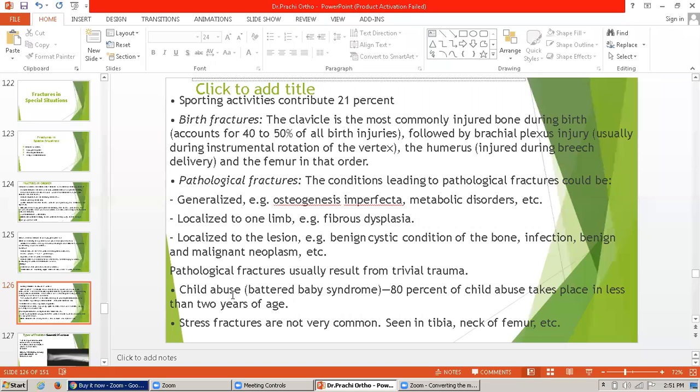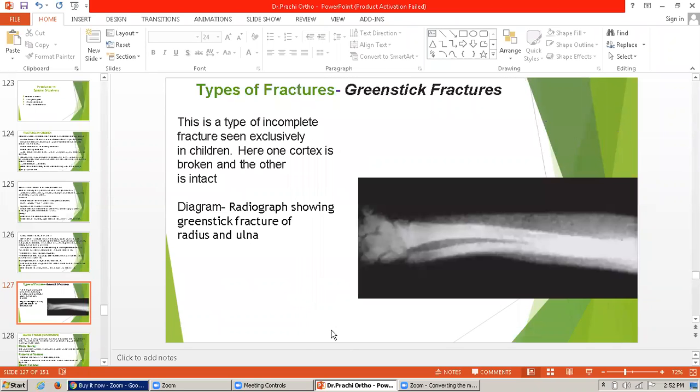So, in child abuse, that is battered baby syndrome, 80% of child abuse takes place in less than 2 years of age. And stress fractures are not very common, which is seen in tibia and neck of the femur.